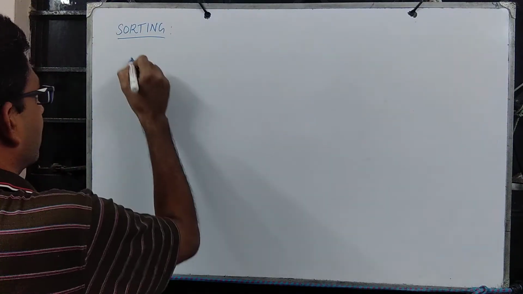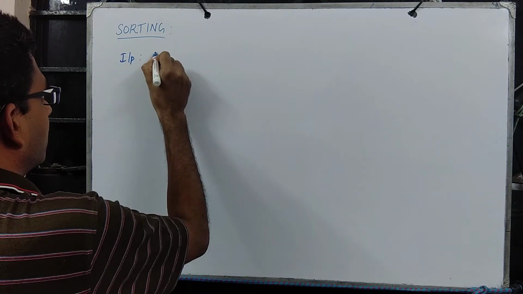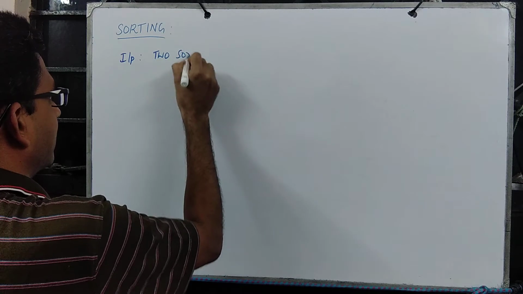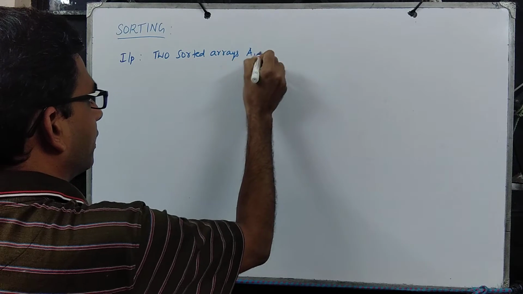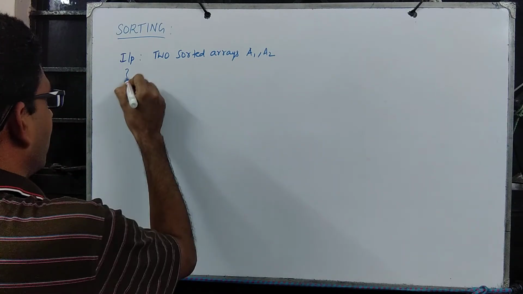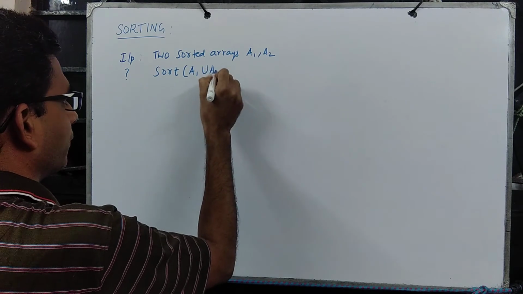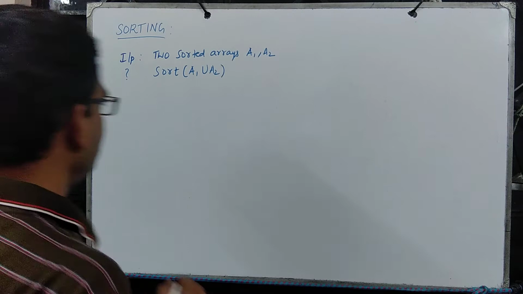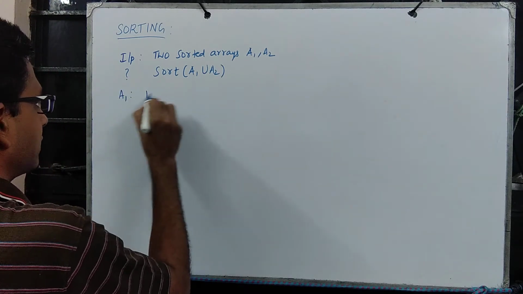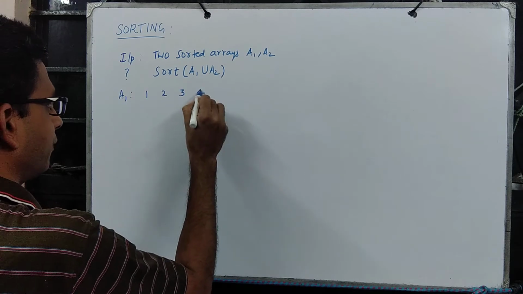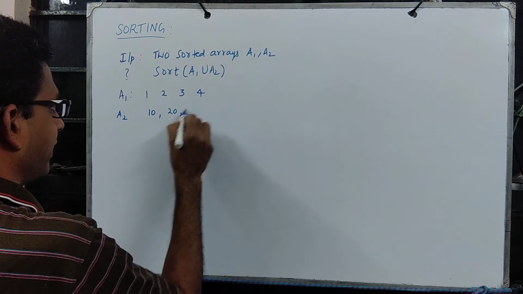Let's look at this input. We are given two sorted arrays, A1 and A2, and our objective is to sort A1 union A2. So we are looking for an algorithm to answer this question. Let's assume A1 is say 1, 2, 3, 4, and A2 is say 10, 20 and 30.